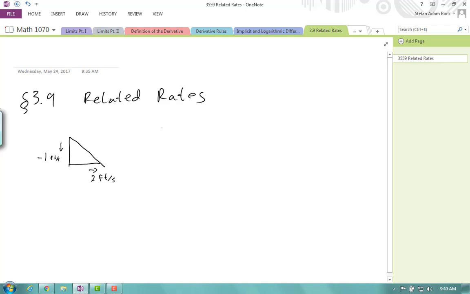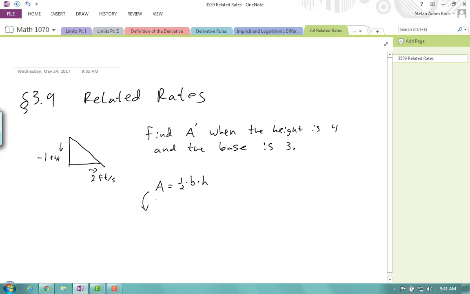To do that, I'm going to need to lay down some additional information, so I'm going to ask, find A prime, the rate of change of the area of the triangle, when the height is 4 and the width, or the length of the base, is 3. And how I find these is, well, I find the area of a triangle, which is the area is equal to 1/2 base times height. And then I take a derivative with respect to time, because it's a rate of change as time occurs.